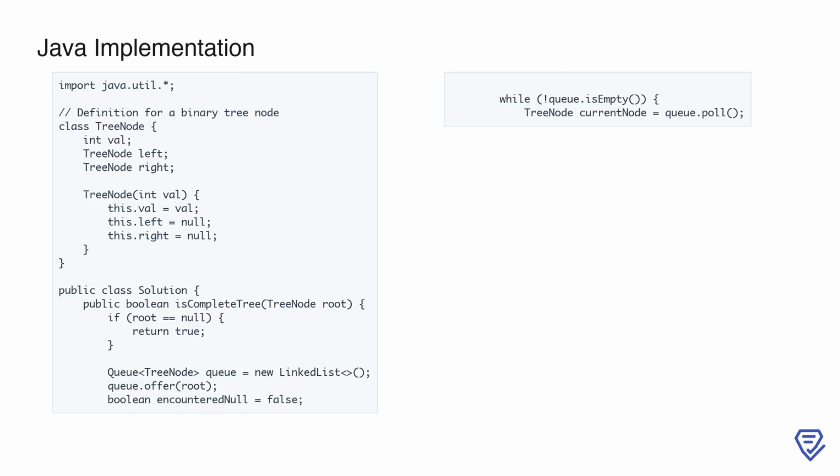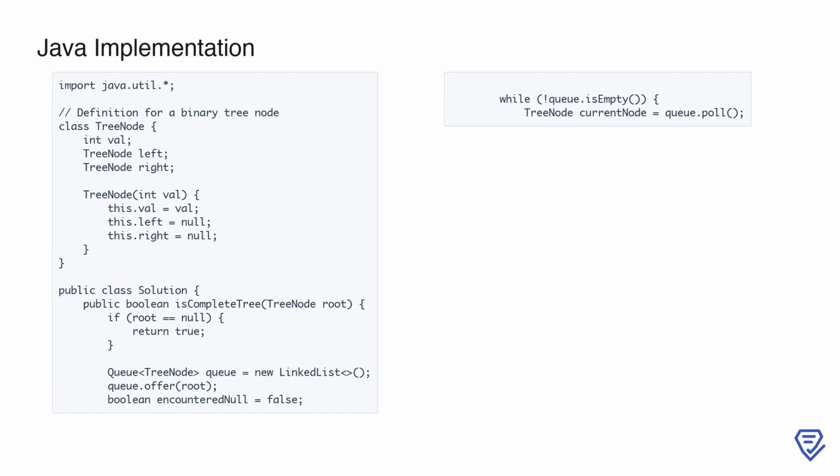Here, we begin implementing the solution in Java. First, we define a basic tree node class to represent each node in the binary tree. Each node contains a value, and pointers to its left and right children, which are initialized to null in the constructor. Then, we create the main solution class and define the method isCompleteTree, which takes the root node of the binary tree as input and returns a boolean indicating whether the tree is complete. If the root is null, we immediately return true, as an empty tree is considered complete.